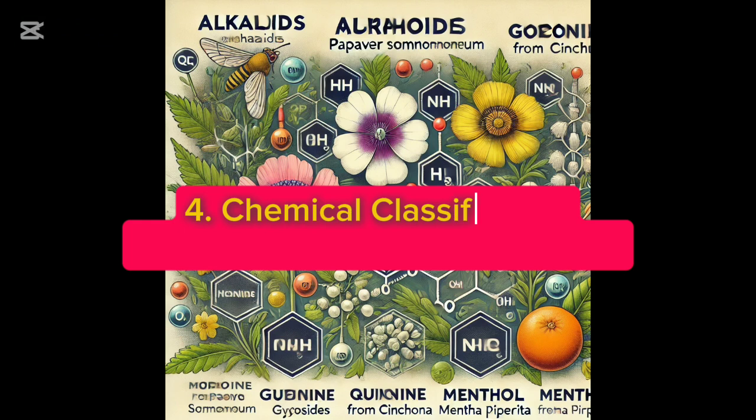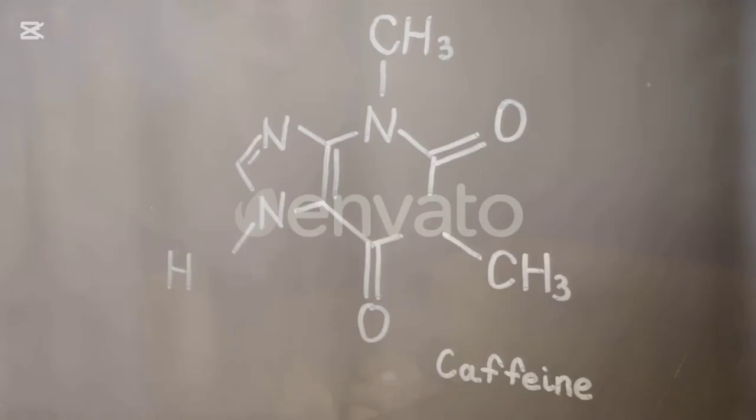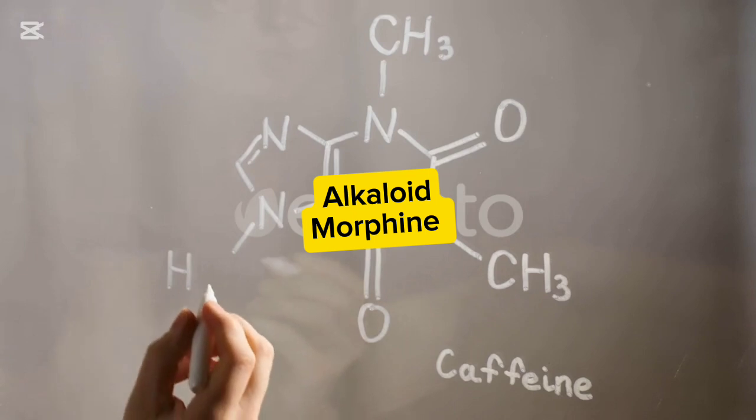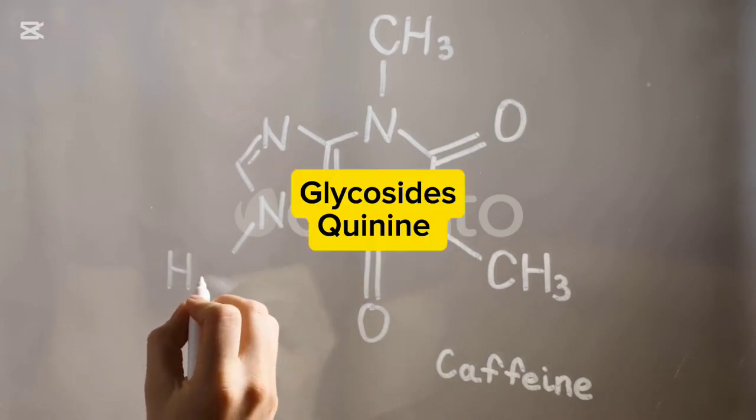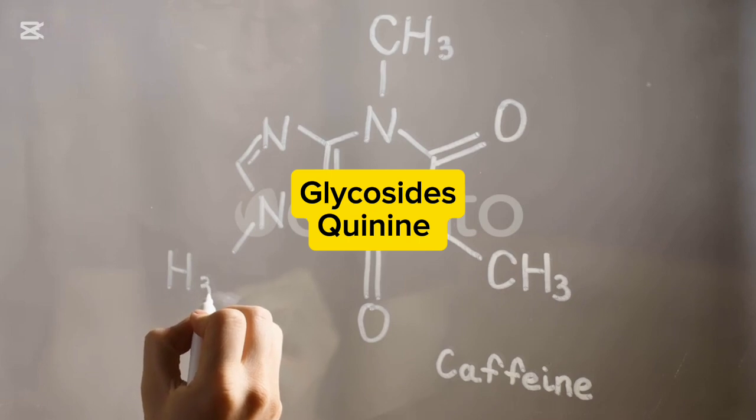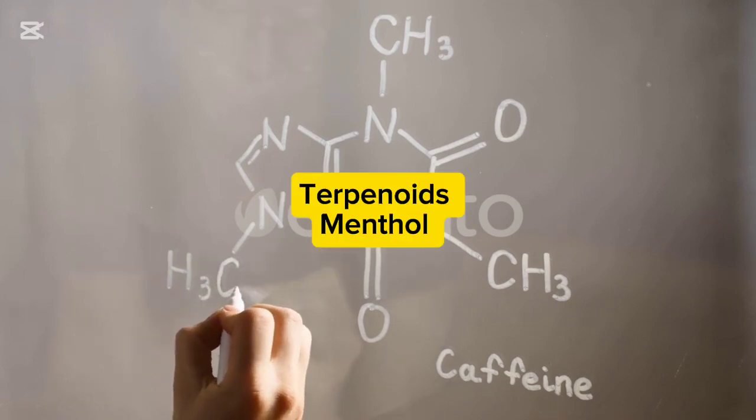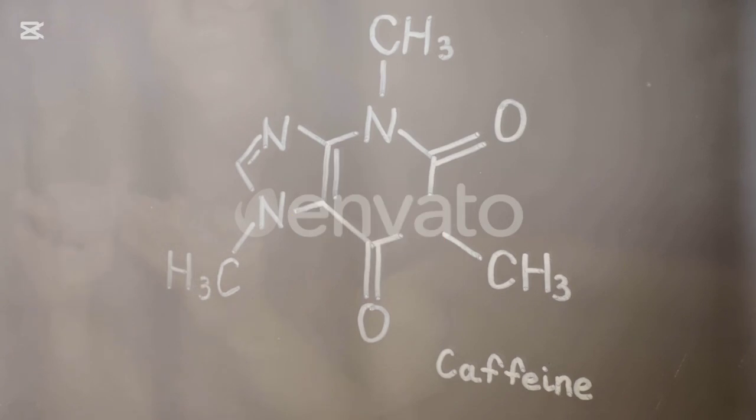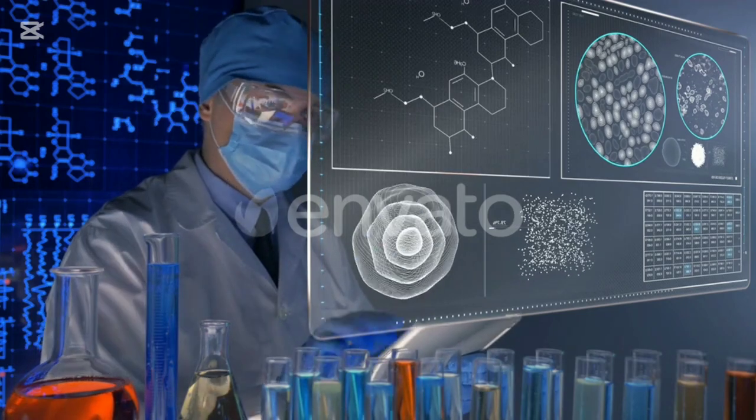4. Chemical classification. Here, drugs are grouped based on active chemical constituents, the compounds that give them medicinal properties. Alkaloids: morphine, Papaver somniferum, a powerful painkiller. Glycosides: quinine, Cinchona officinalis, used to treat malaria. Terpenoids: menthol, Mentha piperita, used in cough syrups and balms. This classification is essential for understanding how drugs work at a molecular level.